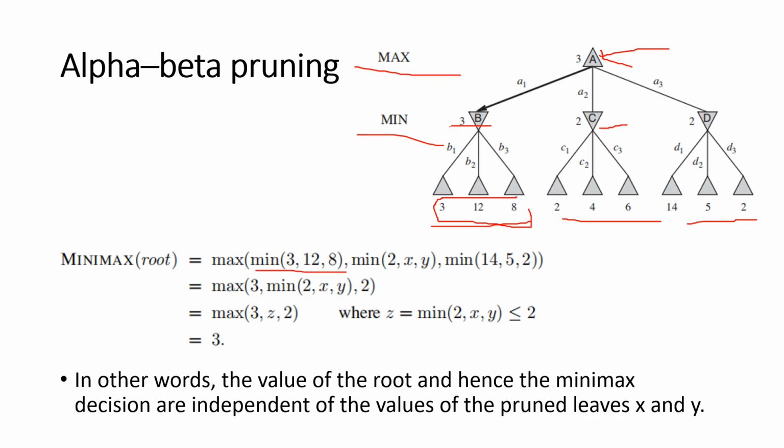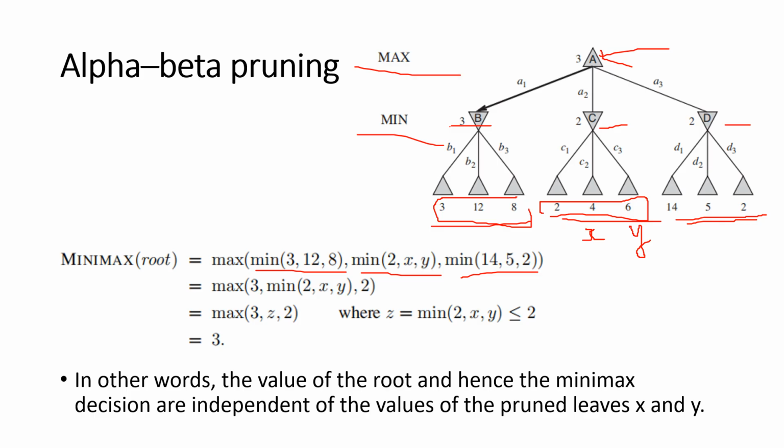Then at node C, it will take the minimum of 2, 4 and 6. Here we are considering that we don't know the values of 4 and 6, so we are considering them as x and y. So the equation will be minimum of 2, x, y. Then you can see at node D, the child values are 14, 5 and 2. So it will take the minimum of 14, 5 and 2.